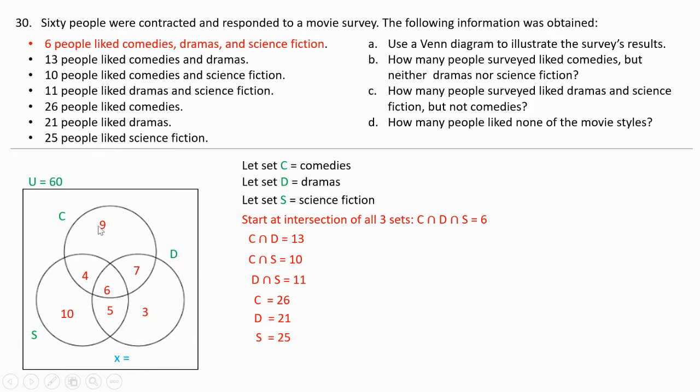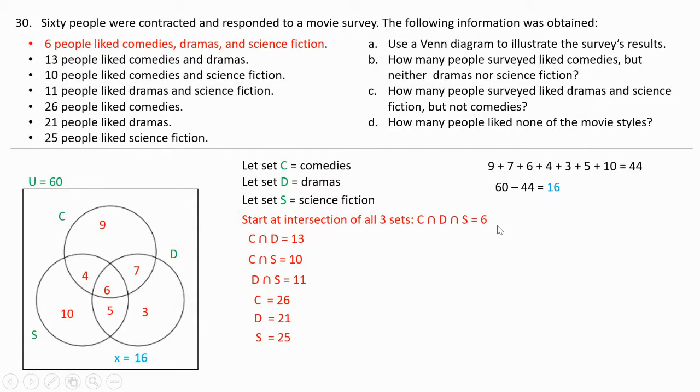So how do we do that? We're going to add 9 plus 7 plus 6 plus 4 plus 10 plus 5 plus 3, right? Equals 44. So then to find out how many people are here on the outside, there was 60 total, right? So it's going to be 60 minus 44, so it's 16. So 16 are out here. They're not into the movies.